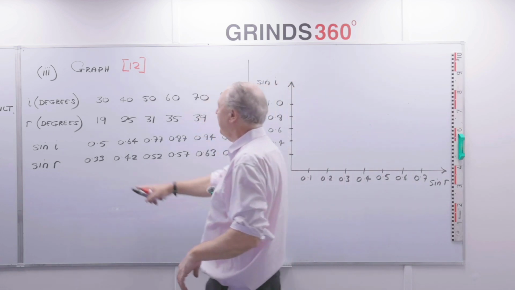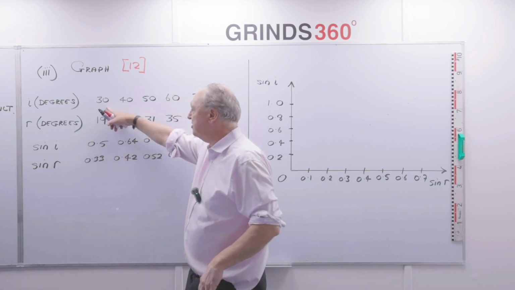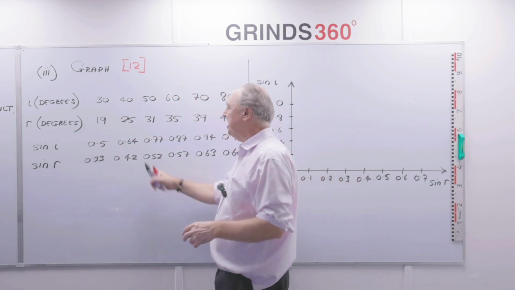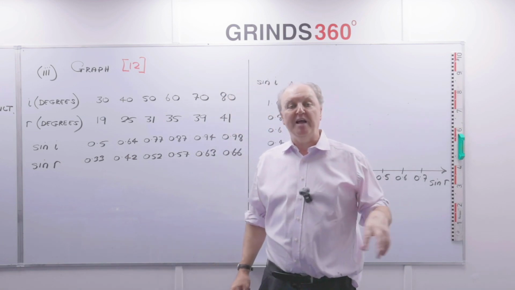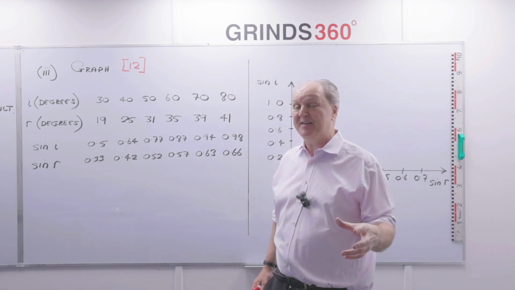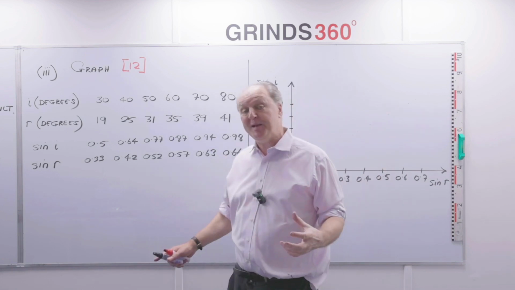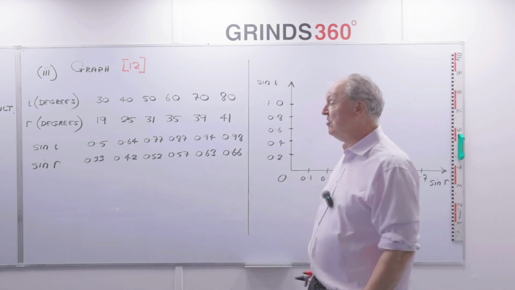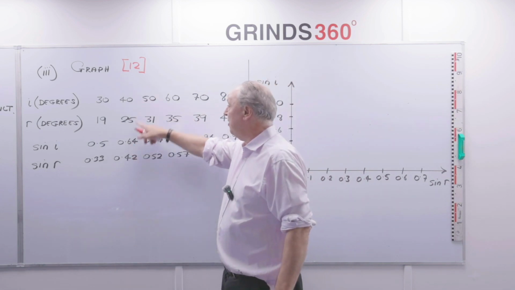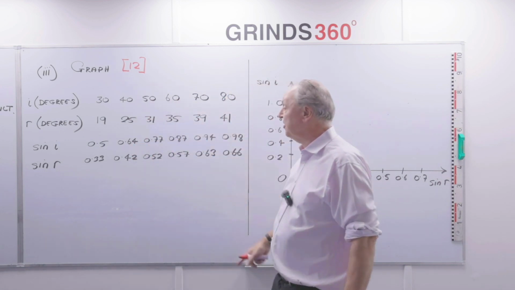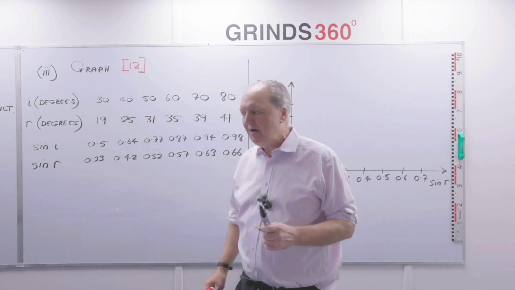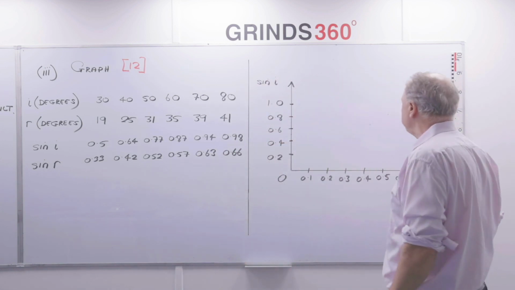So you're going to get the sine of all these values. The sine of 30 is 0.5. You know how to put them into your calculator. How many decimal places will I go to? Well, I think 2 is good for now. With 3, the graph probably doesn't have that kind of accuracy. If you go to 1 decimal place, maybe you won't get a very accurate result. So 2 is good. Sine 40 is 0.64. So put all of them into your calculator and you get your values of sin i and sin r. Now I'm ready to draw the graph.